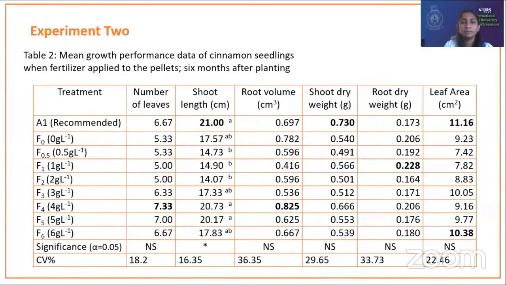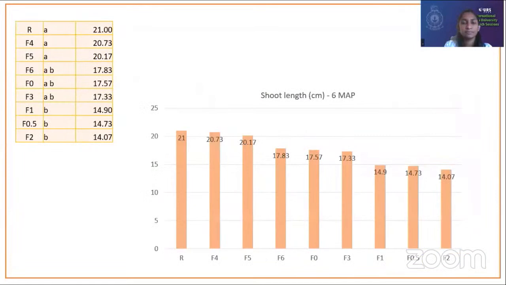In experiment 2, for number of leaves, root volume, shoot dry weight, root dry weight and leaf area at the end of the nursery period, there is no significant difference between the levels, but fertilizer levels of 4, 5 and 6 grams per liter have performed better. This is how the shoot length differs. Other than the recommended media, F4 and F5 showed higher shoot lengths.